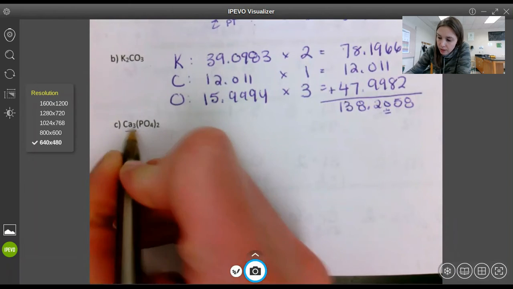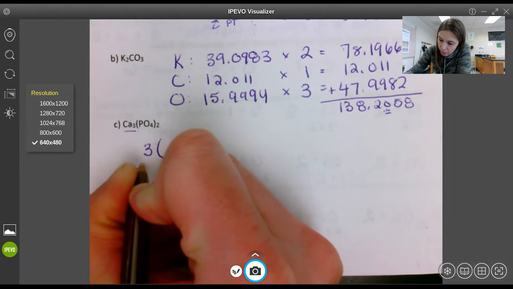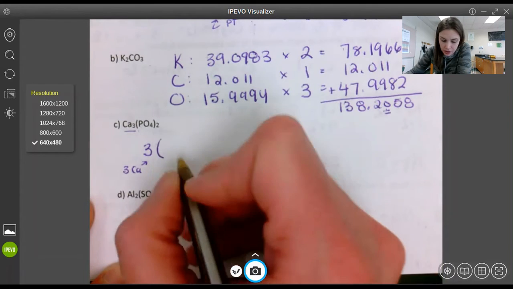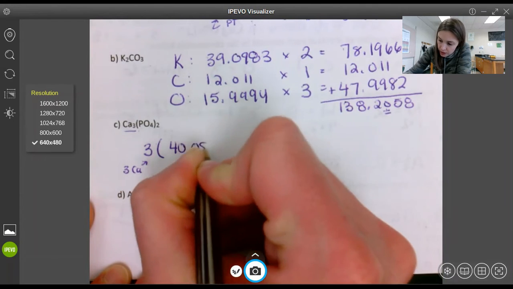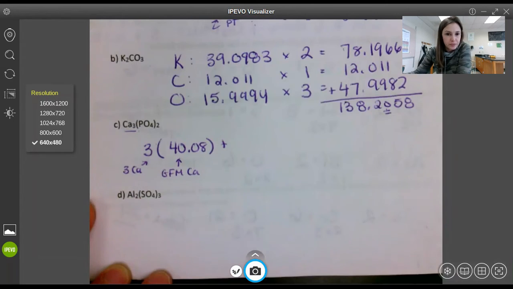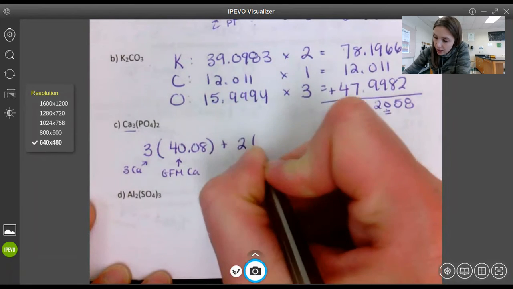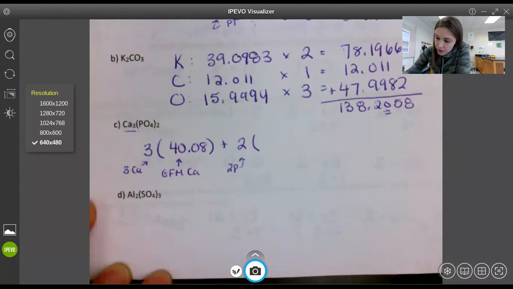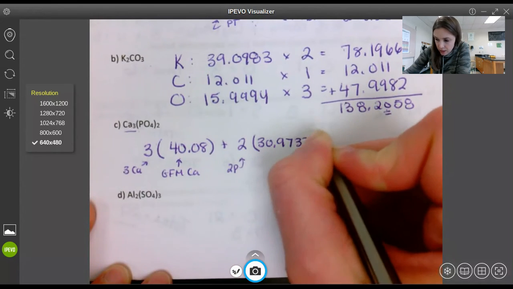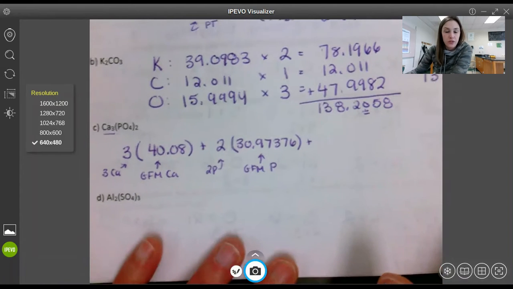So I'm going to first work with calcium. I have 3 calcium atoms, and then I'm going to plug in its gram formula mass. So calcium is 40.08. Okay, and that's just the GFM of calcium. Then I'm going to add it to phosphorus. You have to be careful here. Phosphorus has 2 atoms. So I have 2 phosphoruses, and its GFM, which is 30.97376. Okay, and that's just the GFM of a phosphorus.